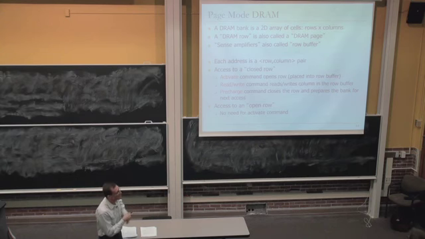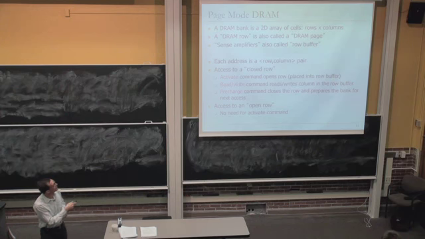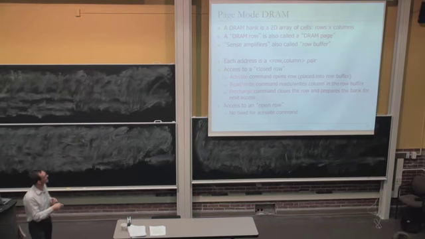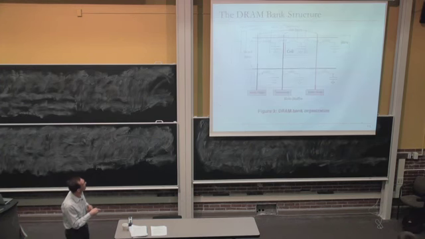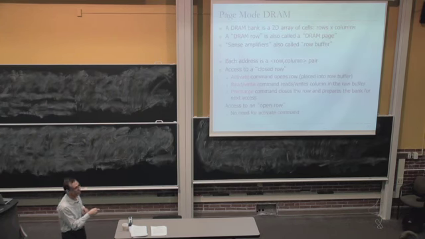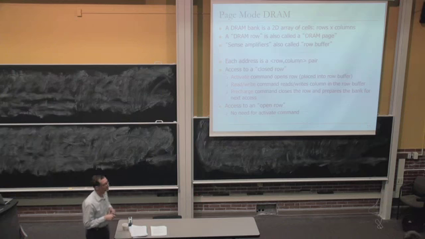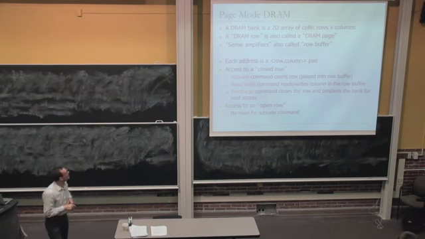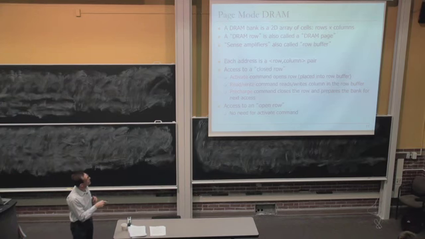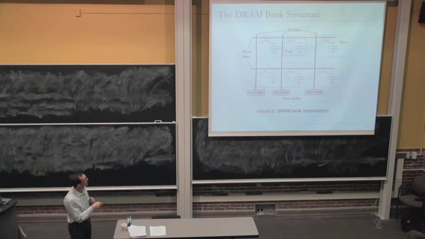So a DRAM bank is a 2-dimensional array of cells, rows and columns. A row is also called a DRAM page. So if people talk to you about a DRAM page, don't be confused. It's basically a row of cells. I don't want to use the terminology of page because page has a specific meaning in virtual memory. You have a virtual memory page, right? It's unfortunate that we overload some of these words. Sense amplifiers, also called the row buffer, and their purpose, again, is to sense the charge in each cell of the row and also store that value in basically a cross-coupled inverter here.